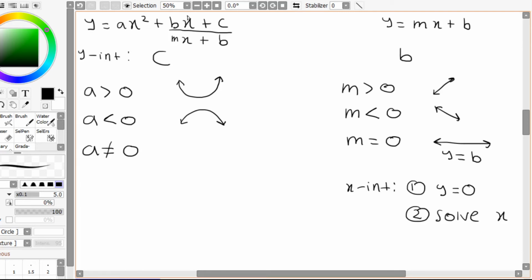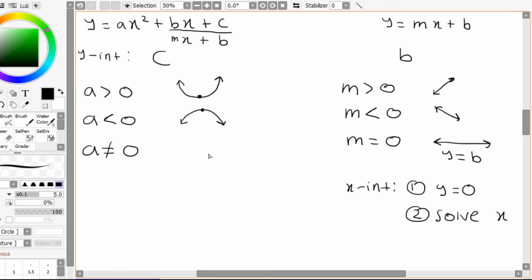Another important point on the graph of a parabola is the vertex. When a is greater than 0, the vertex is the lowest point. And when a is less than 0, the vertex is the highest point.